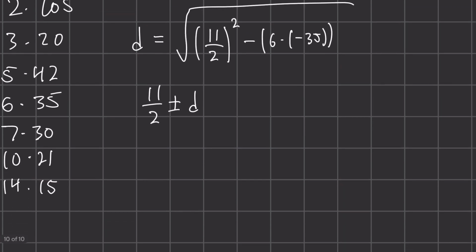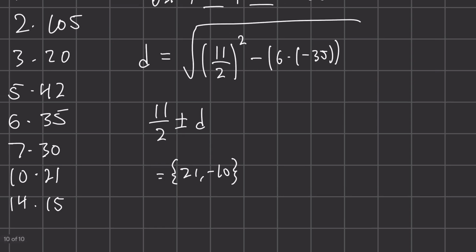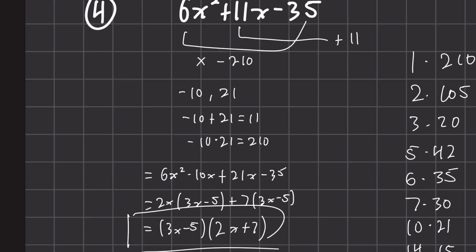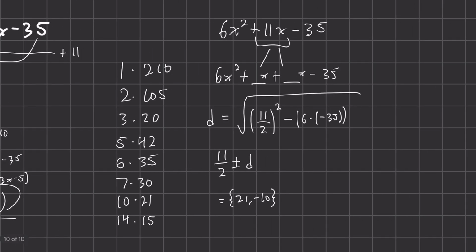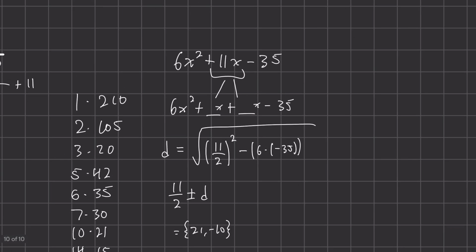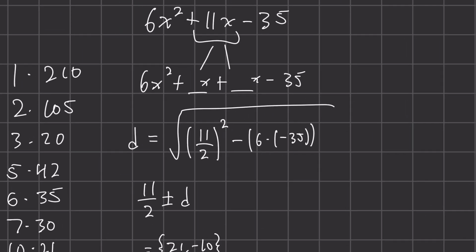So in this case, when you do this, you are going to get two numbers, and it's just going to be 21 and negative 10, which are the two numbers we use right here. So just remember this, and you should be able to factor pretty much any trinomial that is factorable. So, it's just pretty useful.